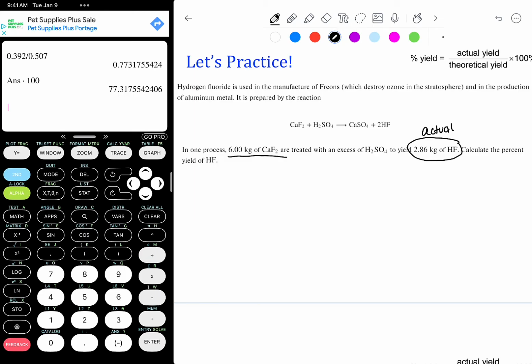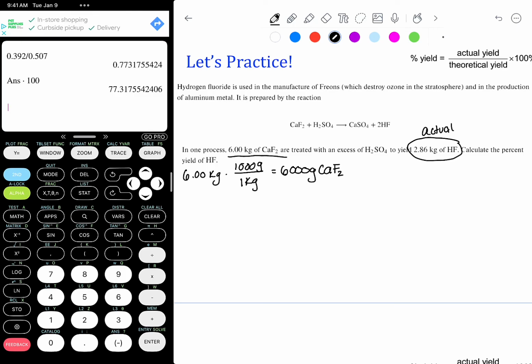The first thing we're going to want to do is convert our 6 kilograms of calcium fluoride to grams. So 6 kilograms converts to grams by multiplying by 1,000, because there are a lot of grams in 1 kilogram. So we get this to be 6,000 grams of calcium fluoride.